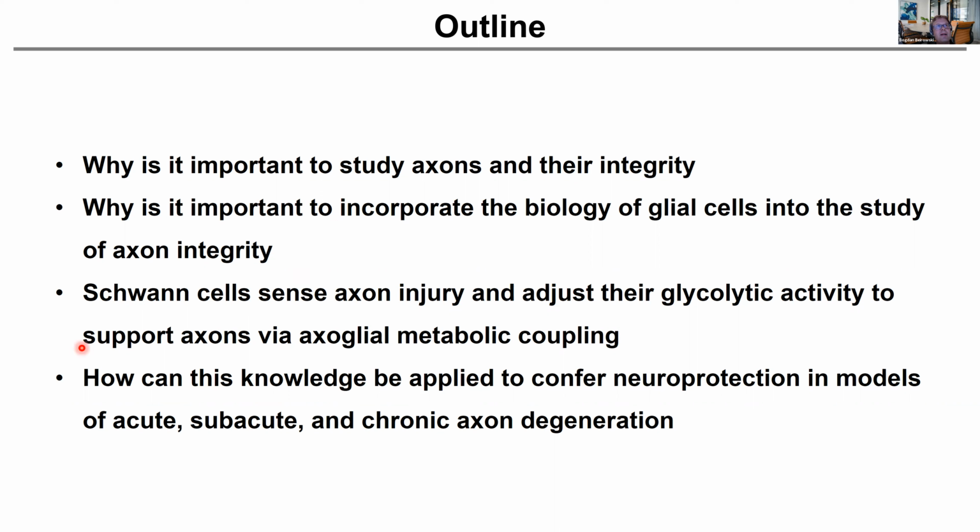And then I will speak about our most recent story, published in Nature Neuroscience: Schwann cells sense axon injury and adjust their glycolytic activity to support axons via axoglial metabolic coupling. This is the bottom line of the study. And then finally, we will learn how this knowledge from this discovery can be applied to confer neuroprotection in models of acute, subacute, and also chronic axon degeneration.